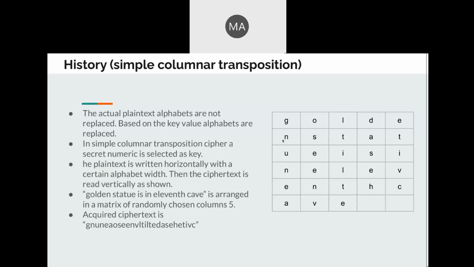So all the alphabets are read in column-wise order, and this value is transmitted through some channel, and maybe in writing also, where other people can also intervene. But as long as they do not know this column number, they cannot retrieve the sensitive information.